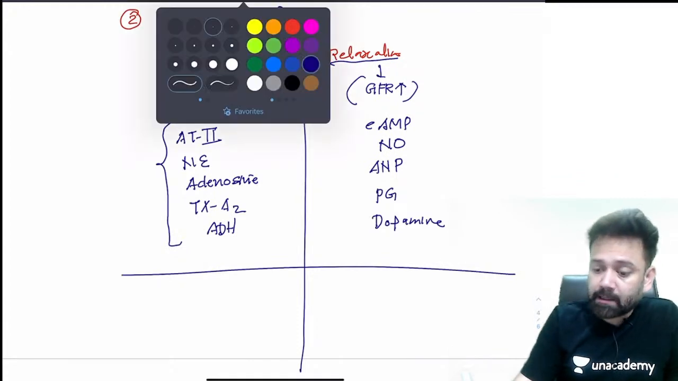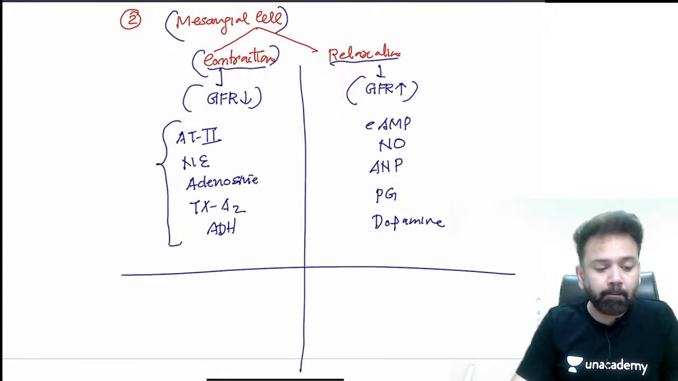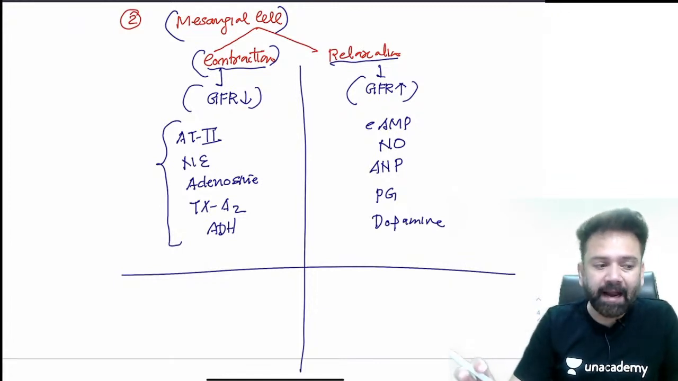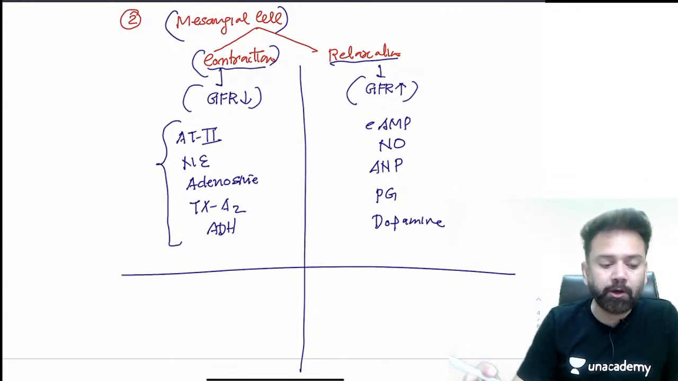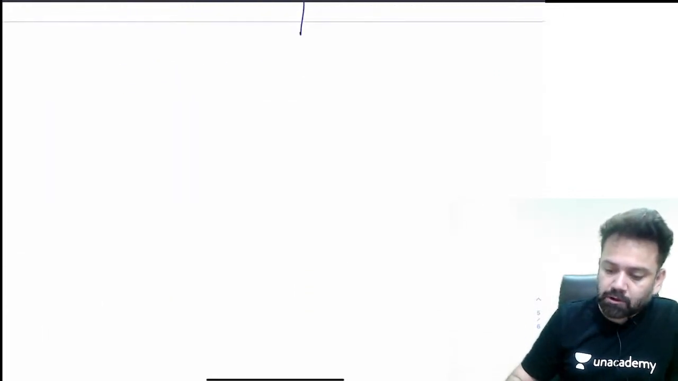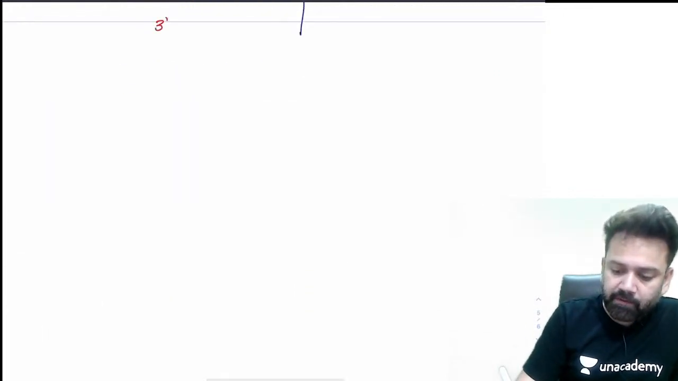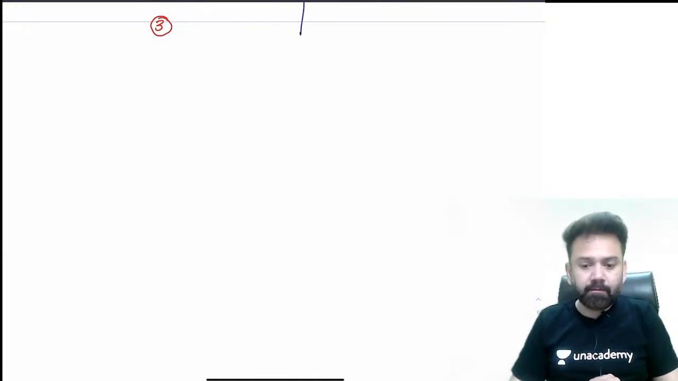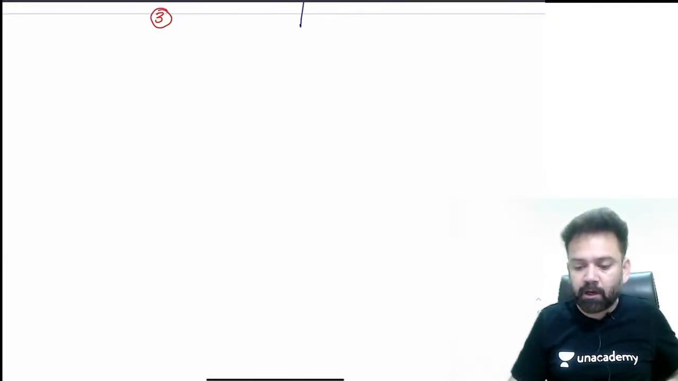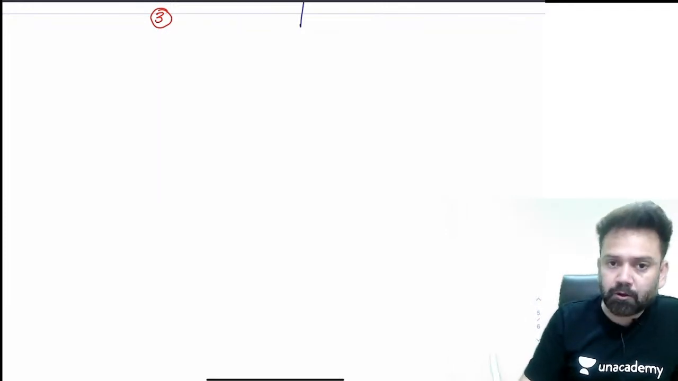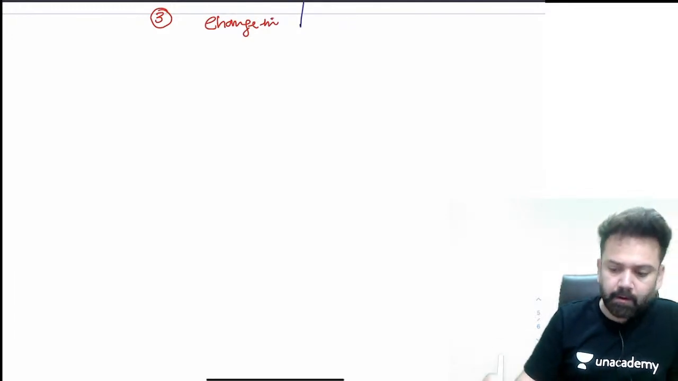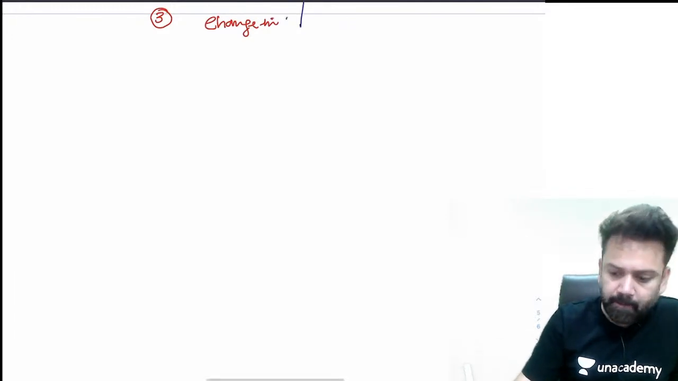And the third and the most important is by changing the resistance of afferent arteriole and efferent arteriole, this is going to regulate the GFR. This is the most important one. So be very focused, very attentive. You are going to get a lot of exam questions in your MBBS also and PG questions also. So the third one is change in the resistance.